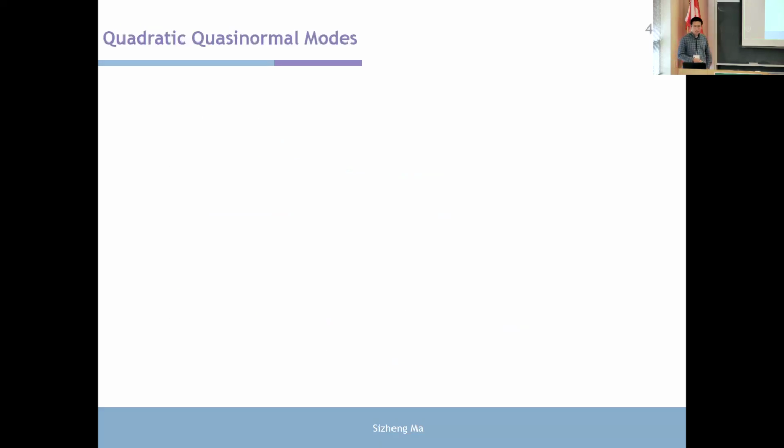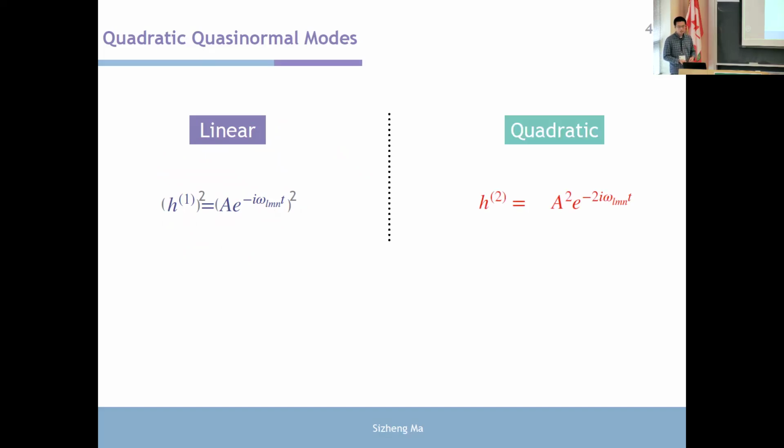Quadratic quasi-normal modes are likely the simplest objects that reflect the nonlinear features of general relativity. In short, it is a second-order effect of a quasi-normal mode. Let's here imagine a linear mode h goes as e to the minus omega t. This mode carries energy and angular momentum, which can lead to an effective stress-energy tensor and further perturb the spacetime geometry. And roughly speaking, its source is given by h squared.